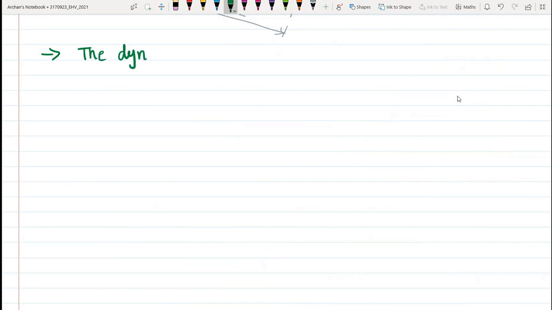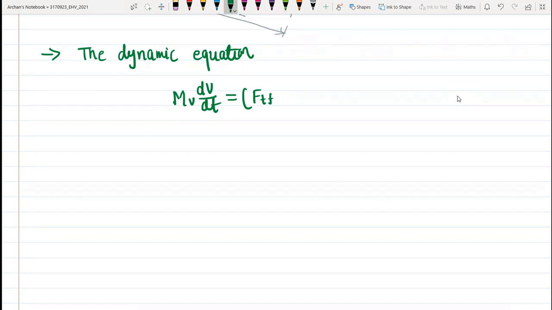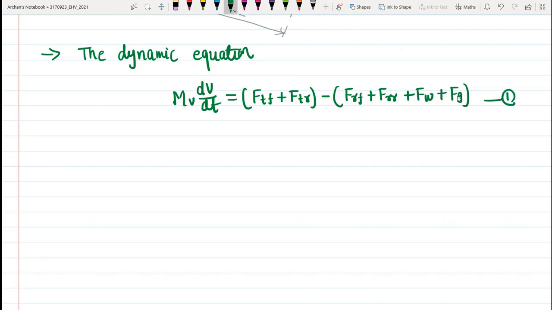So the dynamic equation is given by mv dv/dt = (FTF + FTR) − (FRF + FRR + FW + FG), where FW is the aerodynamic drag and FG is the force because of the grading resistance. Let us call this equation number 1.